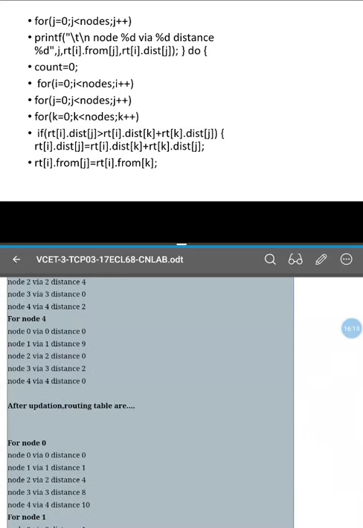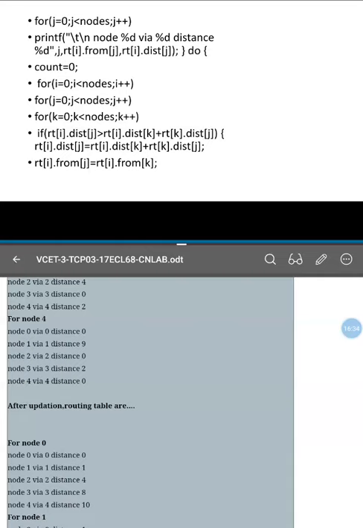node 1. Similarly, it will be displayed for node 2, node 3, node 4. This is the same as the cost matrix which was constructed earlier, which is the same as that of the figure, where we write that from this node via this is a distance. Node 1 via 1 distance is 9. Node 2 via 2 distance is 0.